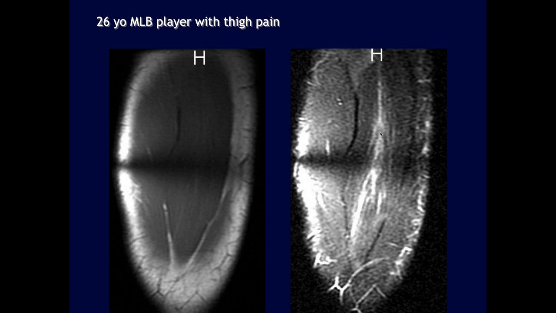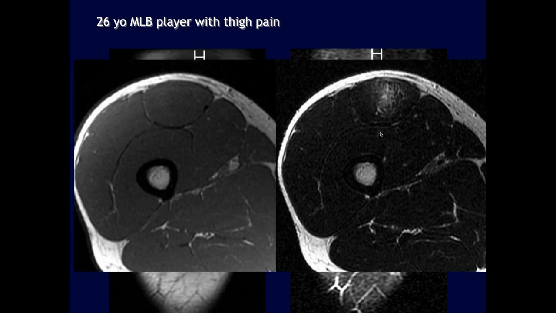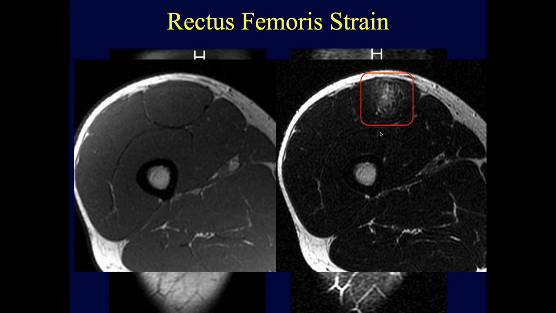Okay, so 26-year-old MLB player with thigh pain. So we see quite a bit of edema and an interstitial linear pattern along there. This looks like it's centered right in the central rectus femoris. I don't see an actual fluid collection, just edema, so probably more of a low-grade strain. How would you take care of this?